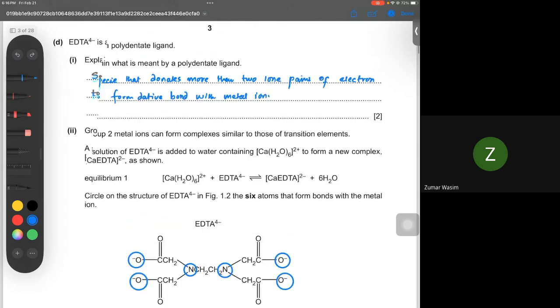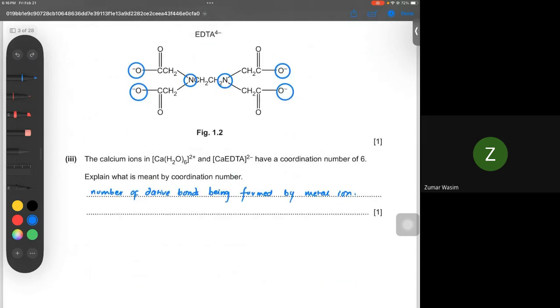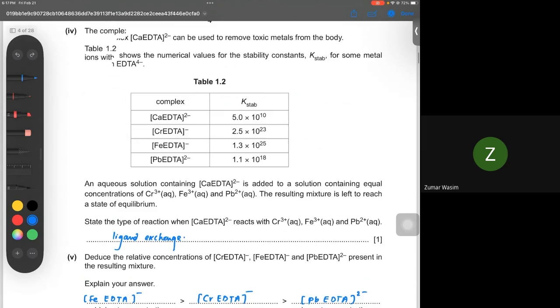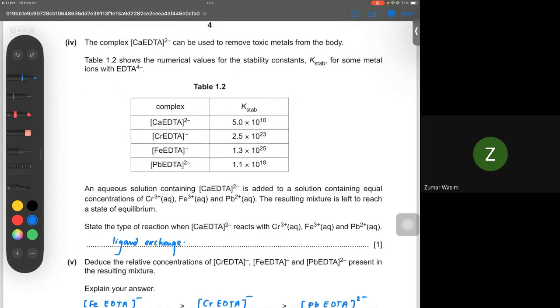So how can I define coordination number? You will say: the number of dative bonds formed between the metal ion and the ligands. That's called coordination number. Coordination number may be different with different complexes. Sometimes it may be 2, it may be 4, it may be 6. It depends. Then they are saying the complex calcium EDTA2 minus can be used to remove toxic metals from the body.